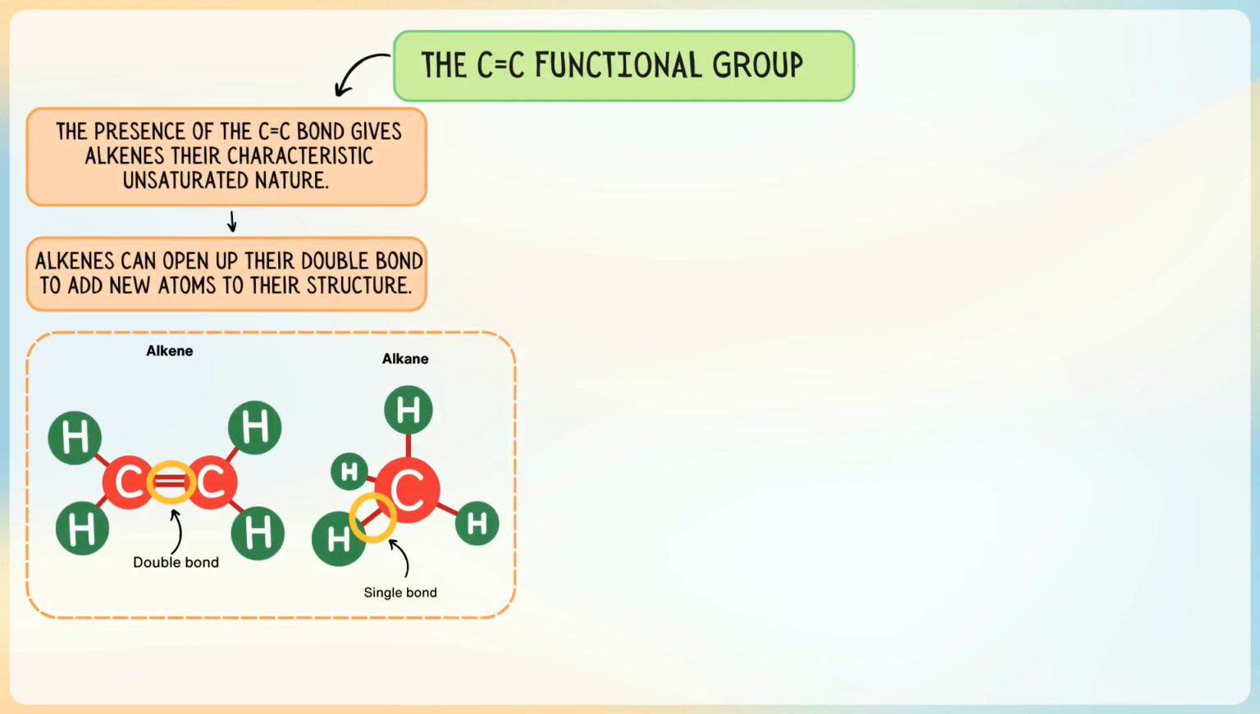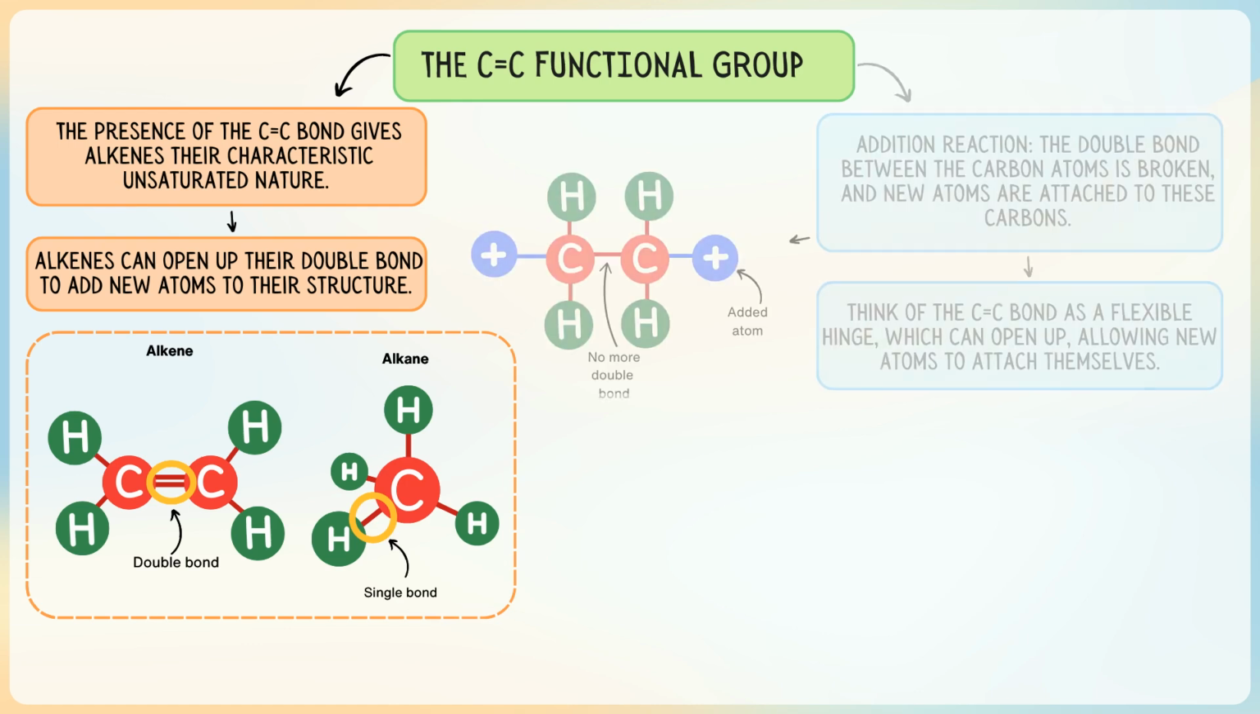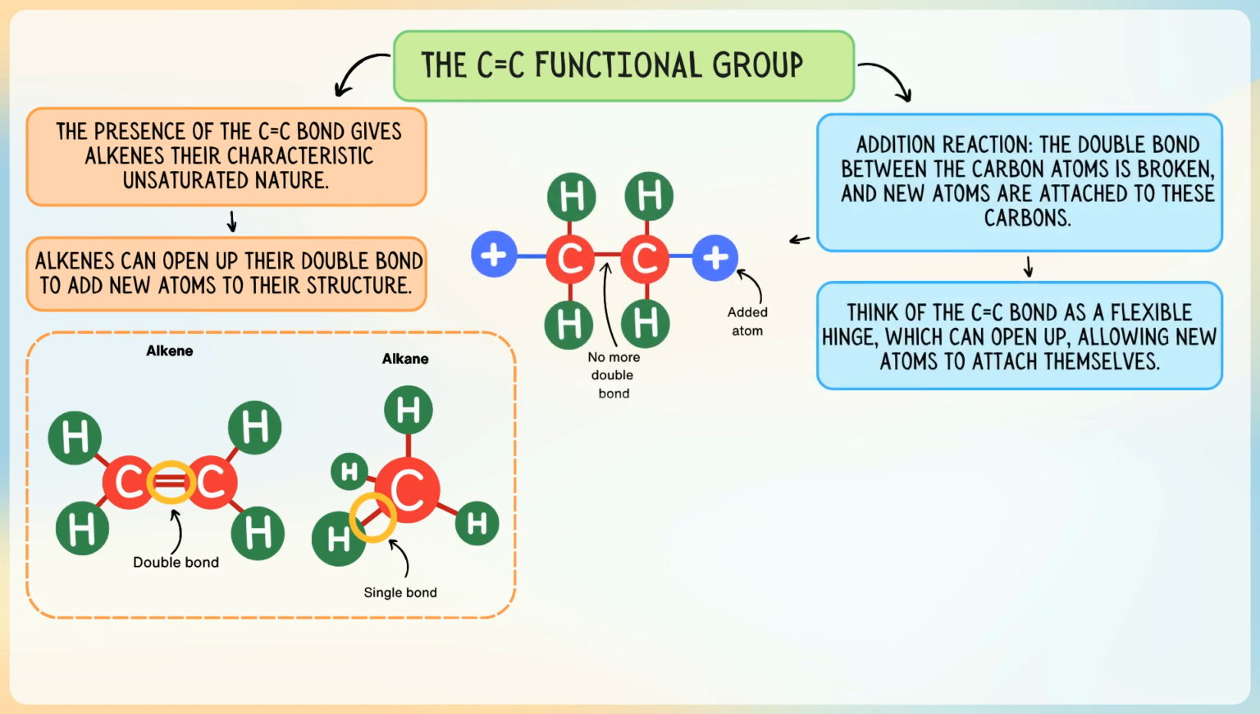In today's lesson, we delved into the importance of the carbon-carbon double bond as the functional group of alkenes, which determines their chemical properties and reactivity. We learned that alkenes are unsaturated hydrocarbons due to the presence of this double bond, which allows them to undergo addition reactions. These reactions involve breaking the double bond and adding new atoms, resulting in the formation of new products.